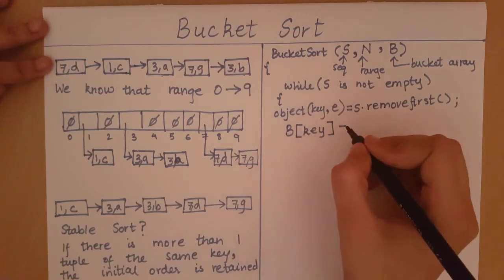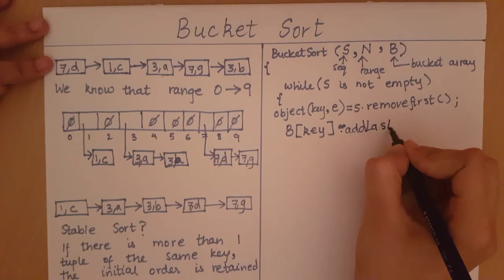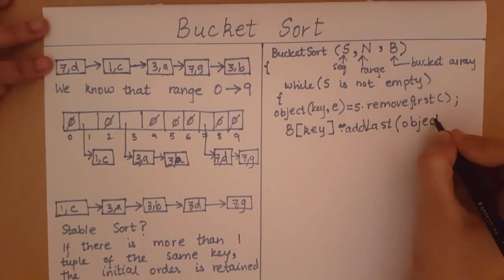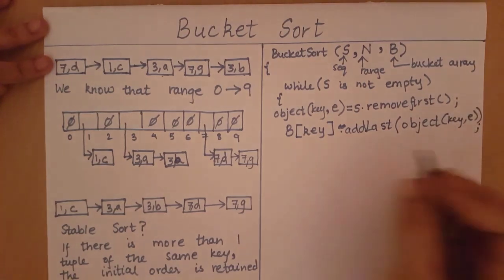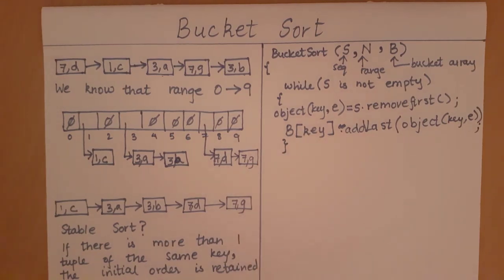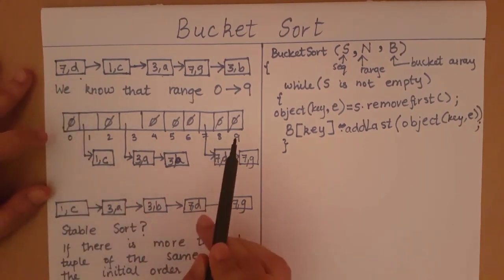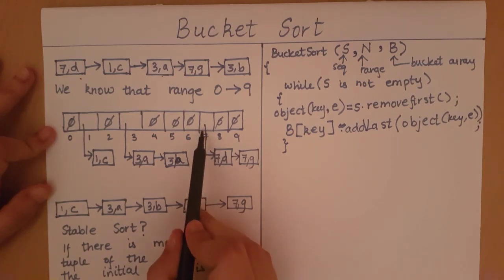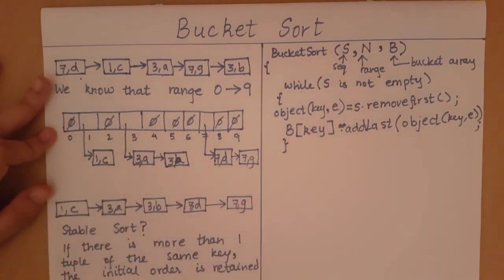I want to add this object. So to this index, I will want to add to the end this object, which is a key element pair. So what did I just do? I will remove this from the list. Now my key is 7, my element is D. At the index of the key, so at index 7, to the linked list there, I am going to add to the end 7D. So that is what we are doing here.